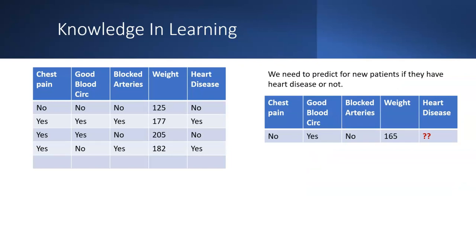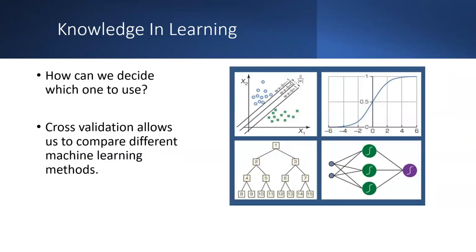Here is one example. Suppose a person has chest pain, good blood circulation, blocked arteries, weight, and heart disease. Heart disease is the classifier. If there is new data, for example a new patient for whom we need to predict whether they have heart disease or not: chest pain, no; good blood circulation, yes; blocked arteries, no; weight is 165. How are we going to predict for that one? Which machine learning method will be the best for it, right? We need to use our experience and heuristics. How can we decide which one to use?